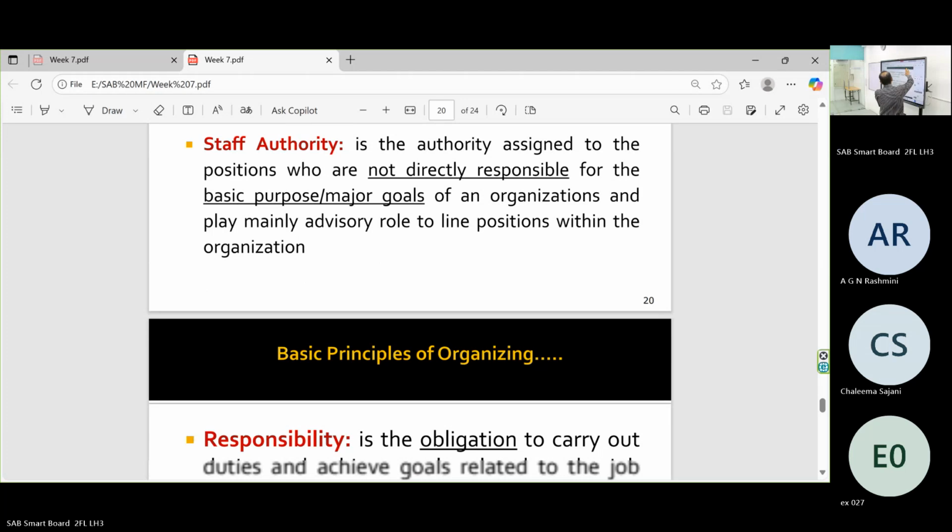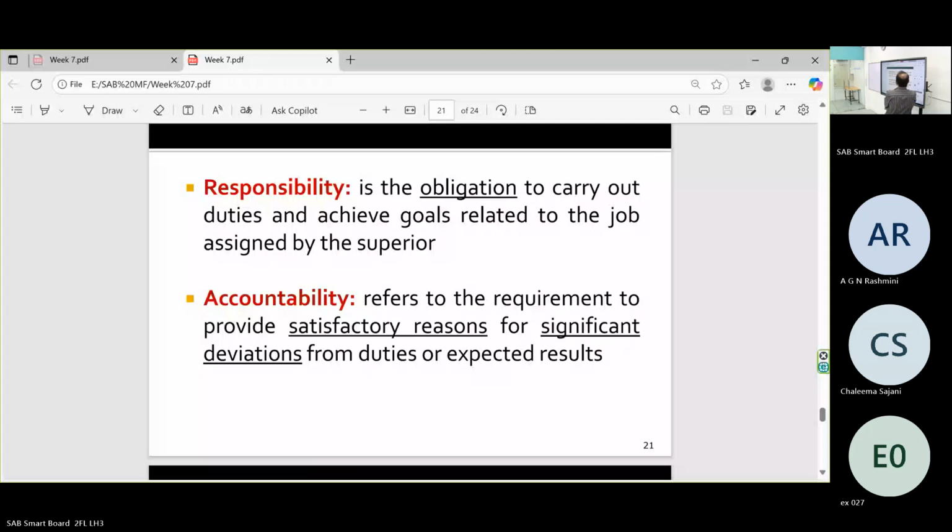Then there are the things I mentioned: to achieve the goals given by the supervisor. Accountability is the requirement to provide valid, satisfactory reasons for significant differences or deviations from the expected results. If it is not material, then the person can be silent. But if it is huge or material, then he or she should provide reasons.